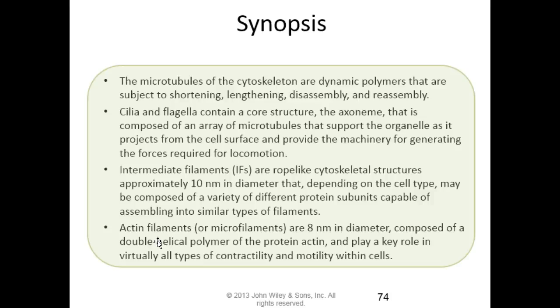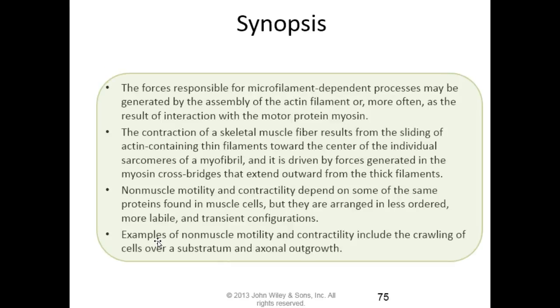The contraction of skeletal muscle fiber results from the sliding of actin-containing thin filaments toward the center of the individual sarcomeres of a myofibril, and is driven by forces generated in the myosin cross-bridges that extend outward from the thick filaments. Non-muscle motility and contractility depend on some of the same proteins found in muscle cells, but they're arranged in less ordered, more labile, and transient configurations. Examples of non-muscle motility and contractility include the crawling of cells over substratum and axonal growth.